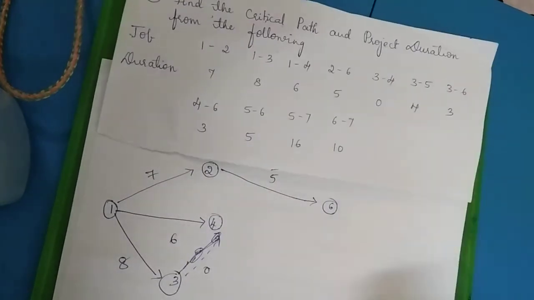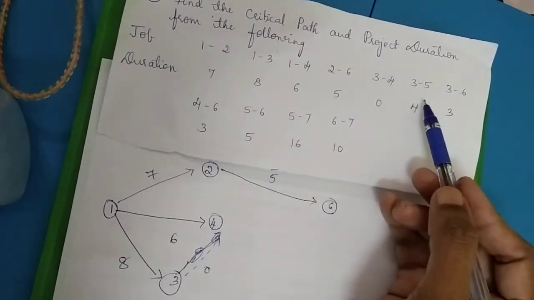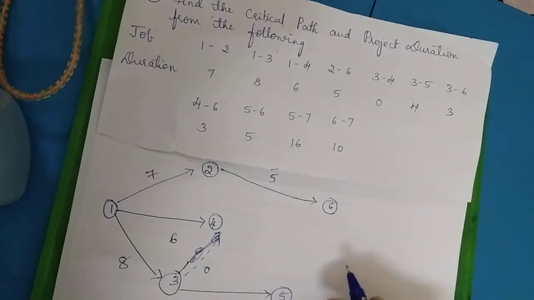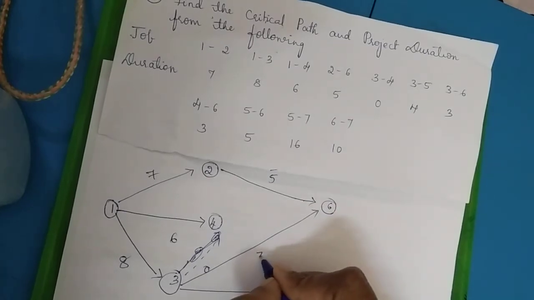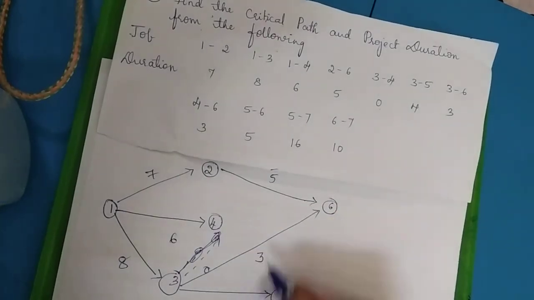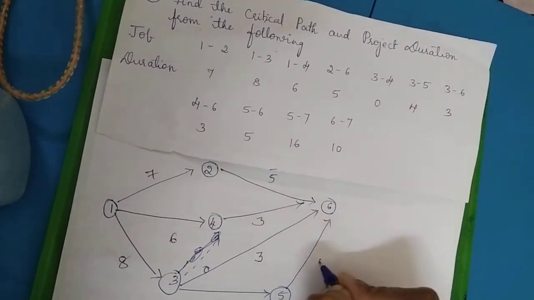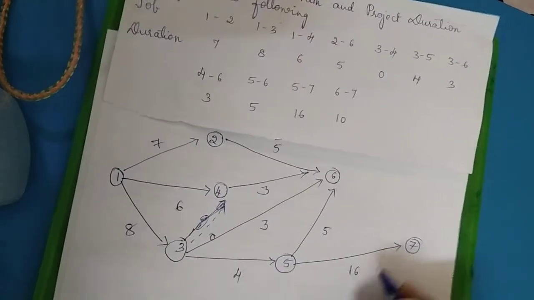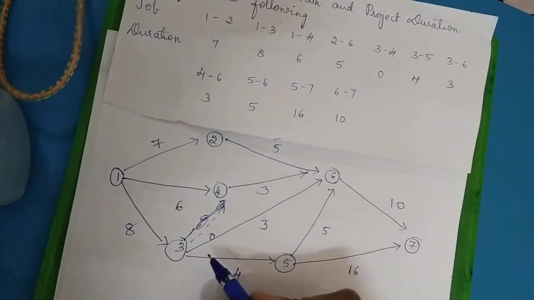Then from 3 to 4, 3 to 5, right? So 3 to 5 we have 4 days. Then 3 to 6, so 3 to 6 it is 3. Then 4 to 6 you have 3. 5 to 6 you have 5. 5 to 7 you have 16. Then 6 to 7 you have 10. So this is how the network diagram is drawn.